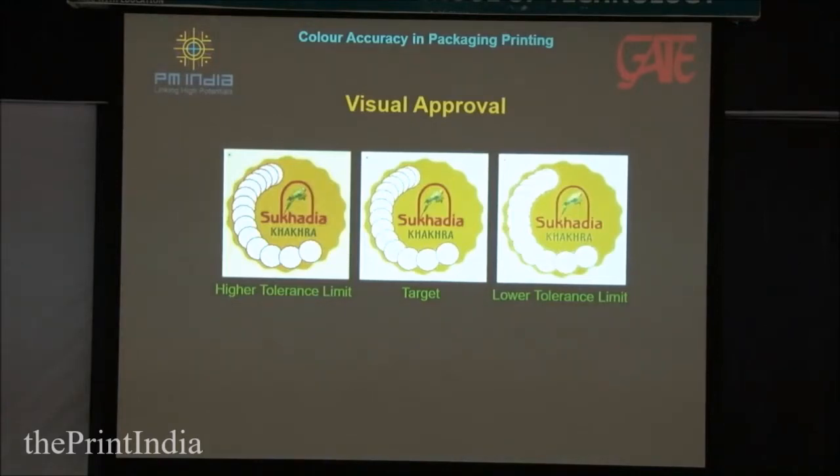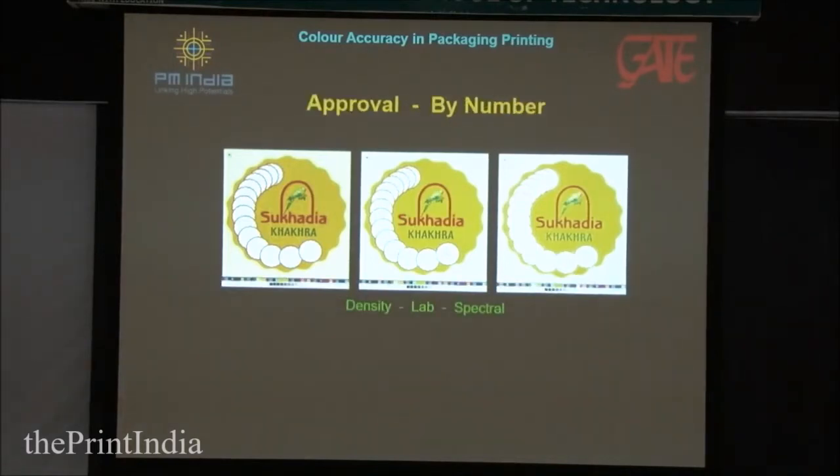Okay, so we need to go for the approval, not just light, standard, dark. We need to measure it. Unfortunately, in industry, it goes as light, standard and dark. It doesn't give you good control, good idea. So we need to have some kind of control element, and we need to write there density or LAB values or what is the spectral color.